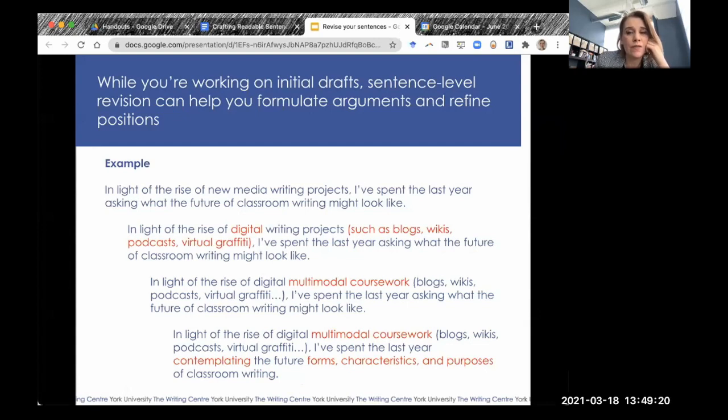So this is the kind of sentence level revision that is totally fine, normal, and helpful in the beginning stages of your writing or as you're drafting. But what you should not be doing is fiddling with a sentence over and over and over to make it quote unquote perfect before you move on with your thinking, because actually that's a form of procrastination. Well, it can be helpful if what you need to do to move on is fiddle with a sentence.